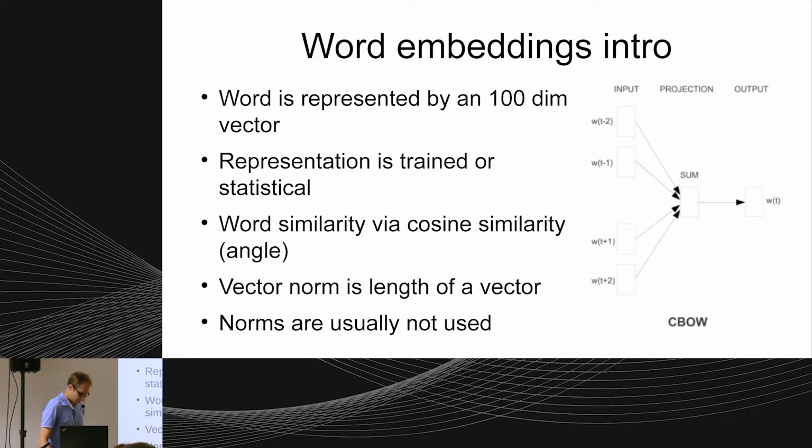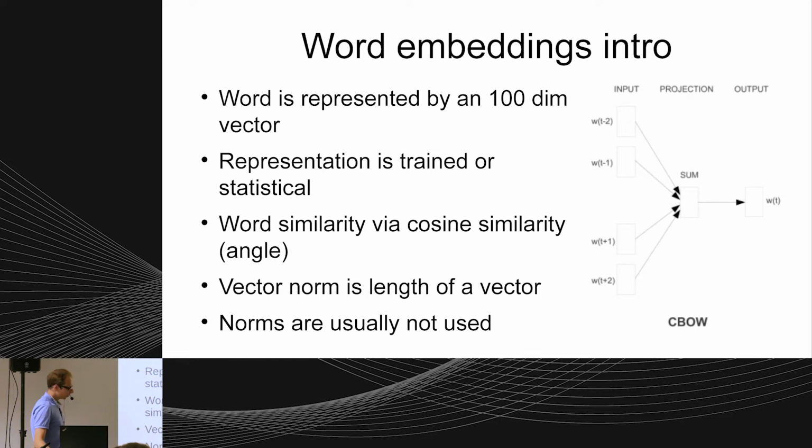Usually the vector norms are actually not used, but you can get a feel of what they mean by the fact that there is this dot product at the end. The bigger the norm, the more probable it is that the word will be selected or detected. So you can get a feel that there could be some sort of specificity about the norm.